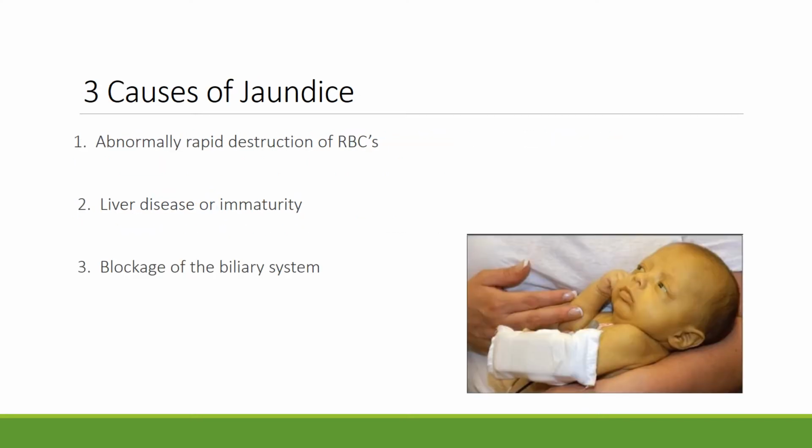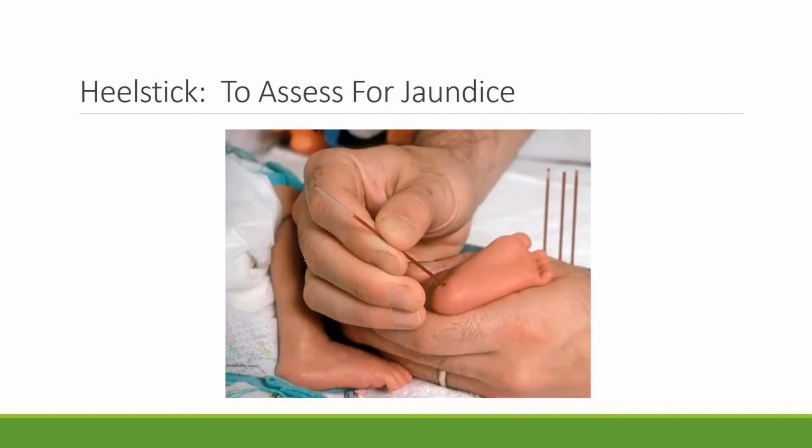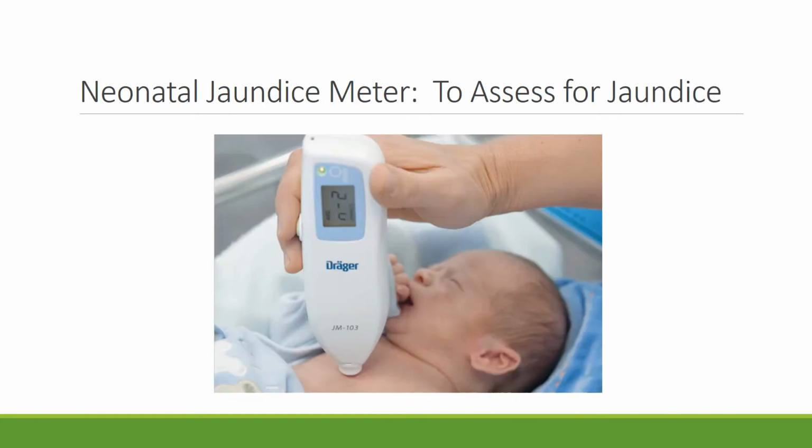There are 3 main reasons for jaundice or hyperbilirubinemia. They are the abnormal rapid destruction of red blood cells, liver disease or liver immaturity like you may see with a preemie, and blockage of the biliary system. To assess a newborn for jaundice, most often the physician will do a heel stick. TSB testing, or total serum bilirubin testing, is the standard for bilirubin measurement, which is measured directly from a blood sample and has to be obtained with a heel stick.